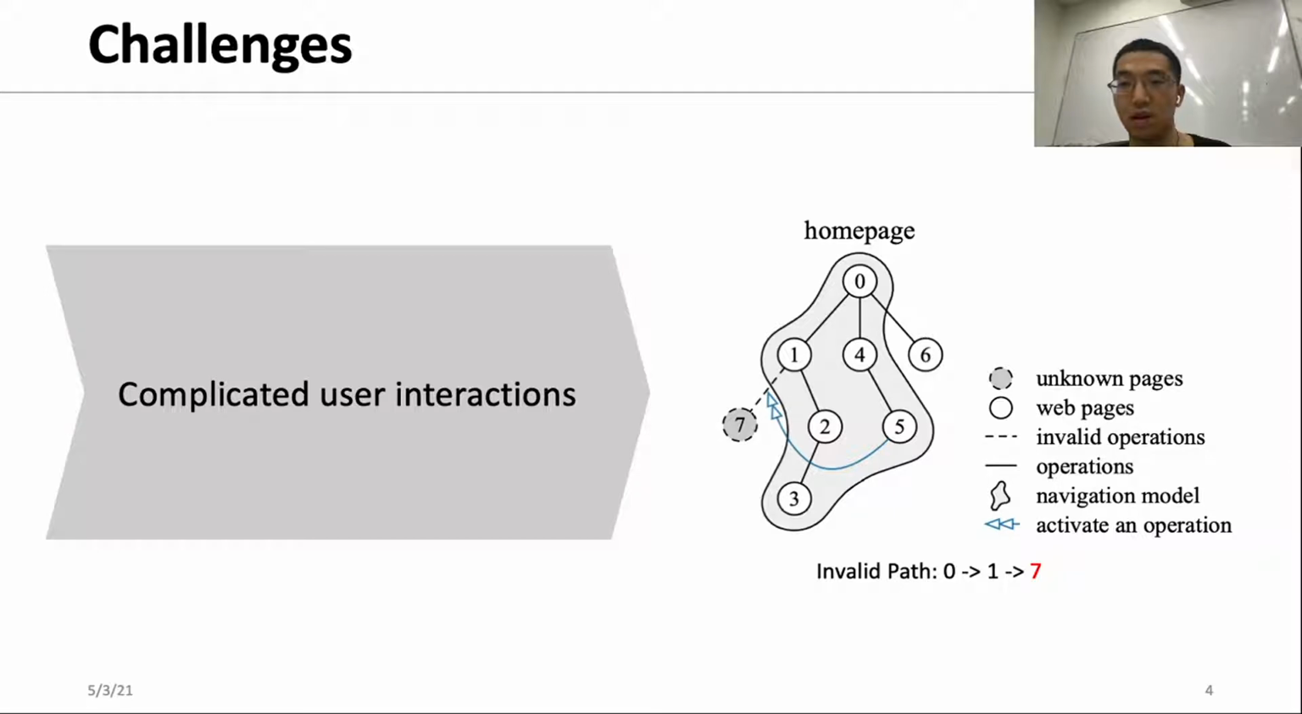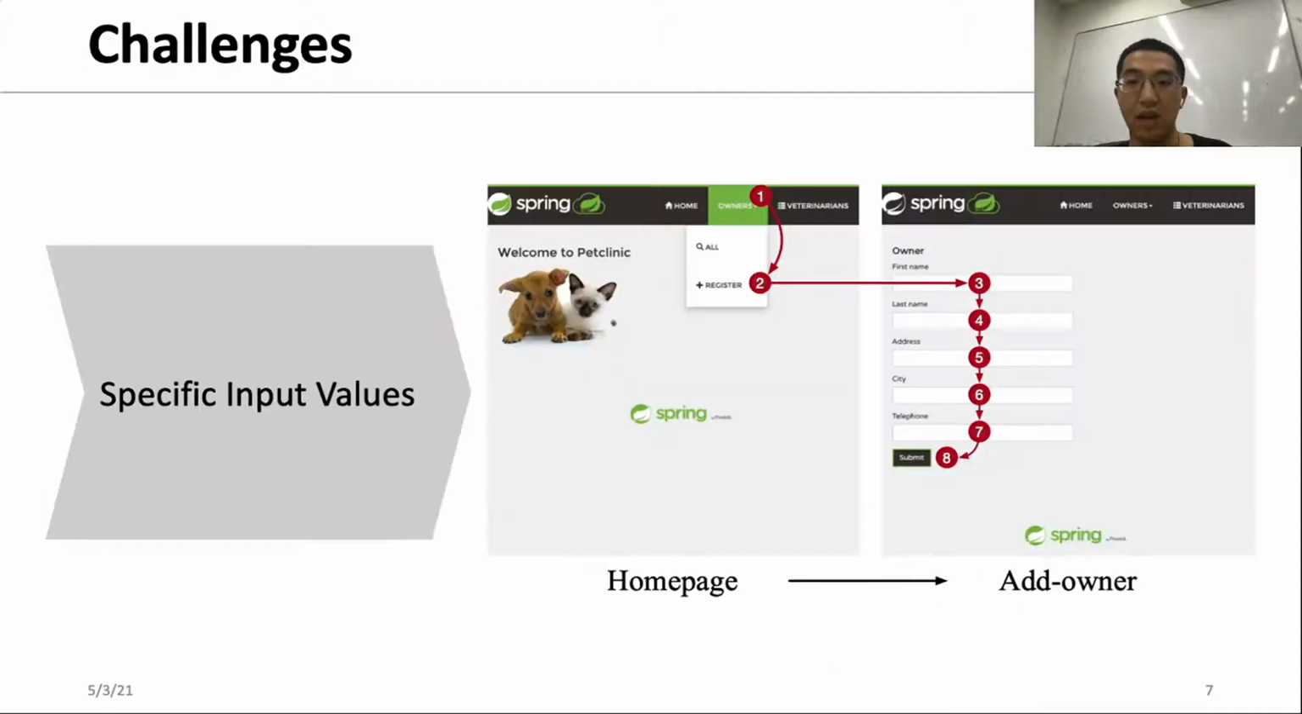With the guidance of the navigation model, we could generate an invalid path from 0 to 1, and then we cannot reach 7. Then we consider another path from 0 to 4 and from 4 to 5, which activates the link between 1 and 7. The previous navigation model does not capture the link between 1 and 7. Next time, we could try another valid path from 0 to 1 and from 1 to 7 to reach the new page. Another challenge in web testing is that we need to input specific values to explore more web pages.